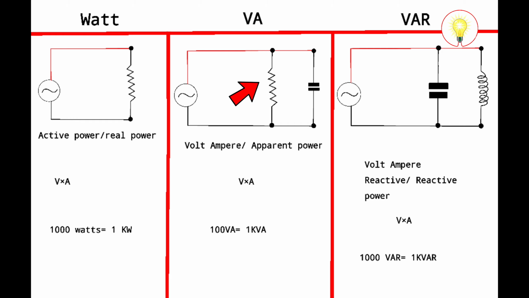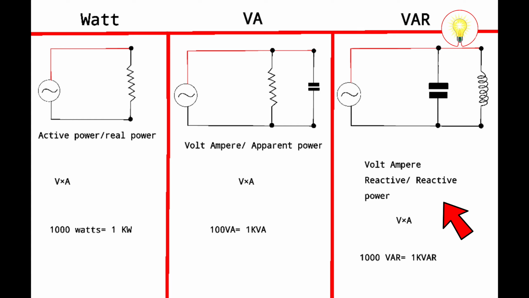Here in the second column, two loads are connected. One is resistive and the other is a capacitive load. In place of the capacitor, there can be an inductor. When current flows through both resistance and capacitor or inductor, it is called apparent power. VA is formed by multiplying voltage and ampere. 1000 VA equals 1 kVA.